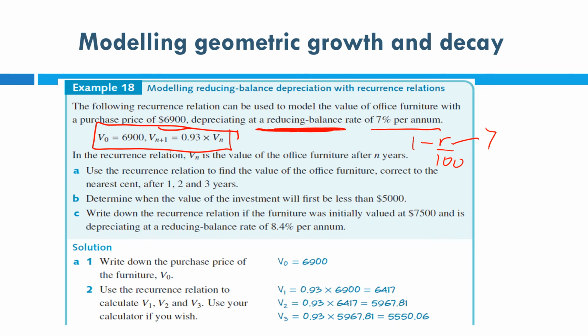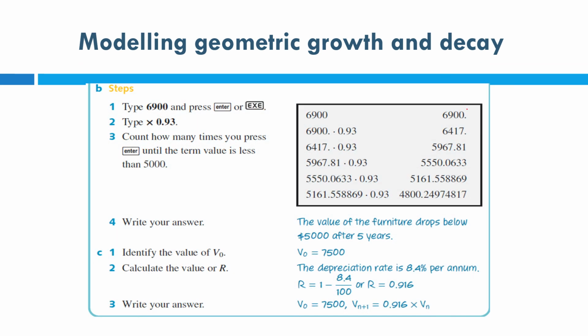V of n is the value of the office furniture after n years. Use the relation, so exactly the same sort of question, but with a minus. 1, 2, 3 years, determine the value of the investment when it will be first less than 5,000. Again, graphics calculator, do it 5 times, press enter, you get your answer, you count how many years. So on the graphics calculator, again, you can generate this whole sequence by typing in 6,900, enter. Then, remember when you press enter, you can just do times 0.93, will give you ANS. Your calculator will give you ANS. Then you put in times 0.93 and then keep pressing enter and you get to this.